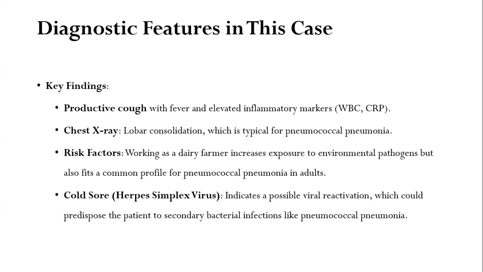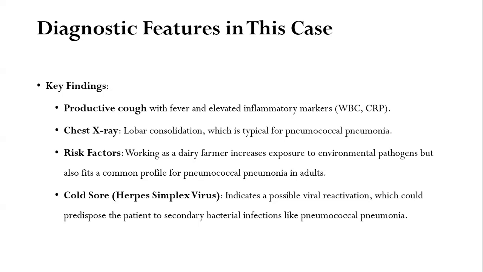But one thing is important, that pneumococcal pneumonia can occur in adults who are not even exposed to environmental pathogens. They can also suffer from pneumococcal pneumonia. Cold sore or herpes simplex virus: this indicates a possible viral reactivation, which could predispose the patient to secondary bacterial infections like pneumococcal pneumonia.